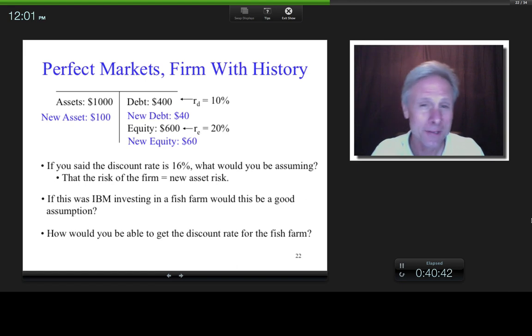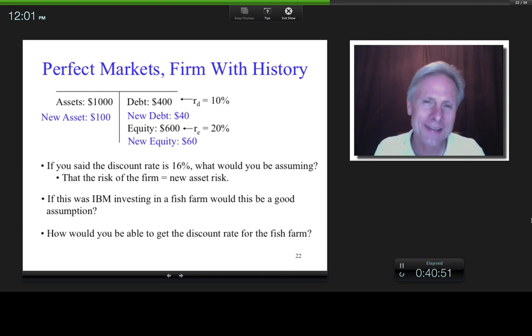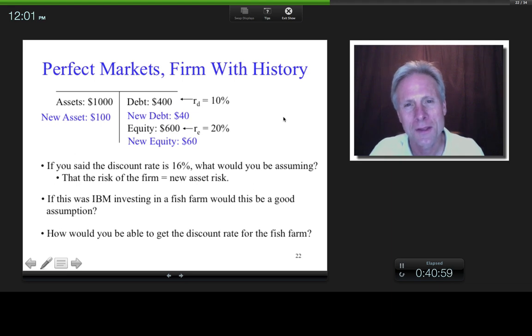Well, guess what? You'd have to go look at all those other publicly traded fish farm companies and use market information, again, on the right-hand side, okay, so the bond markets and the stock markets and so on and so forth, to infer what the risk is on the left-hand side. So in other words, you could not use IBM information to infer fish farm risk. You would have to use fish farm information that the marketplace is analyzing through their stock prices and bond prices, etc., to infer fish farm risk.